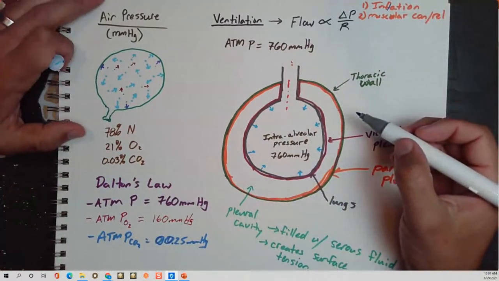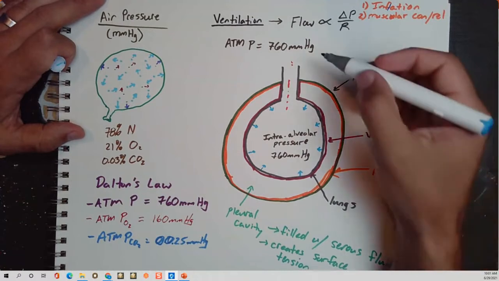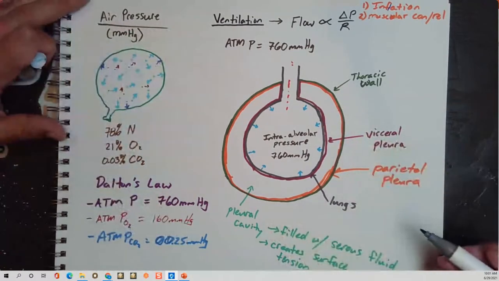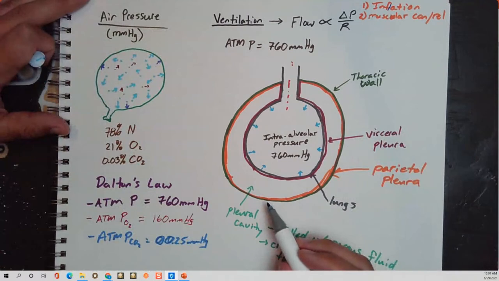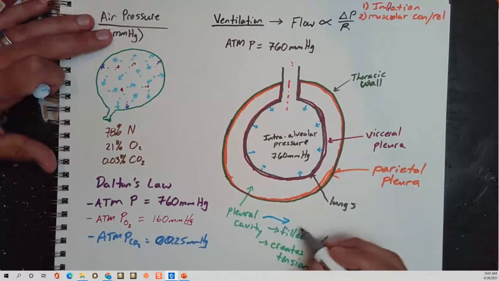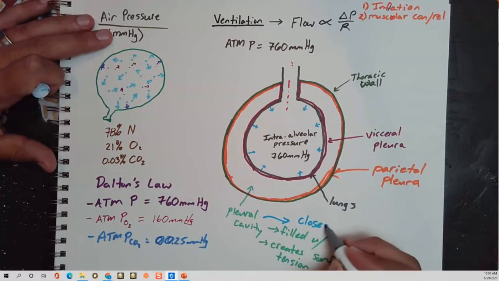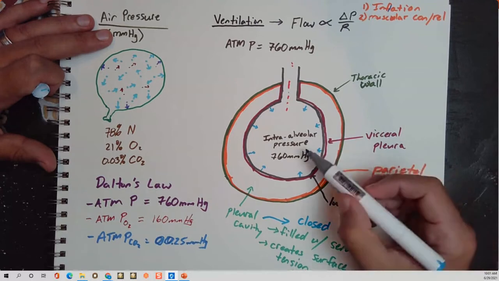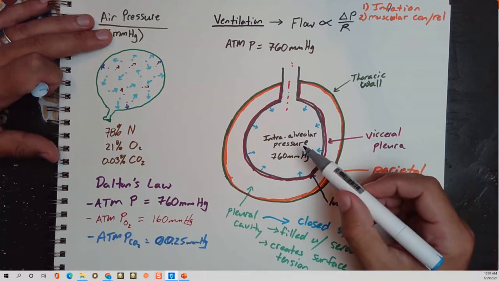However, where is there not a connection between the atmosphere and pressure somewhere in here? The pleural cavity. The pleural cavity follows Boyle's Law completely because the pleural cavity is completely closed off from the atmosphere. Does that make sense? This is a closed system, which makes it unique from what's happening inside of the alveoli.